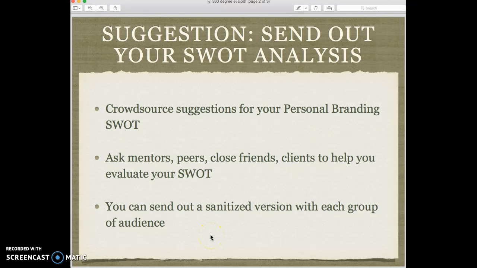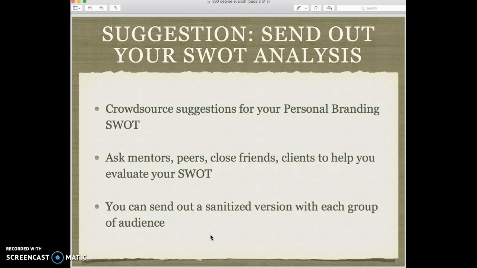So next we want to think about, just in terms of your network, who are the people that could give you some of this valuable validation in terms of what you've come up with for your personal branding SWOT analysis. So what I would suggest is to crowdsource your personal branding SWOT.